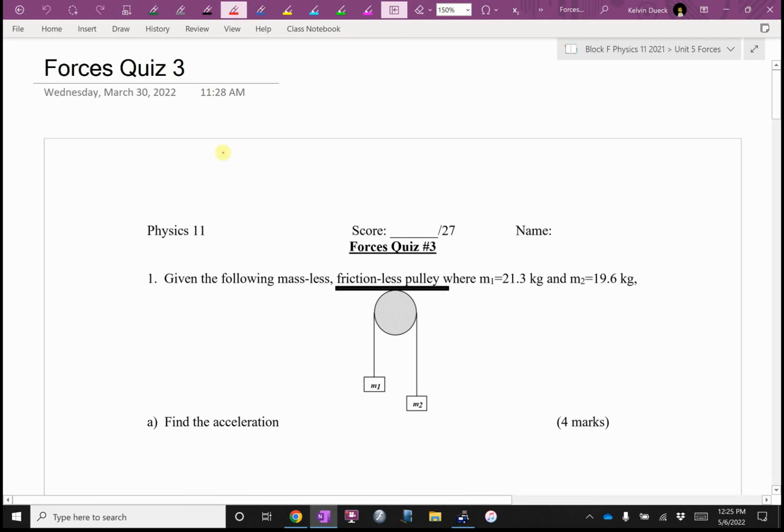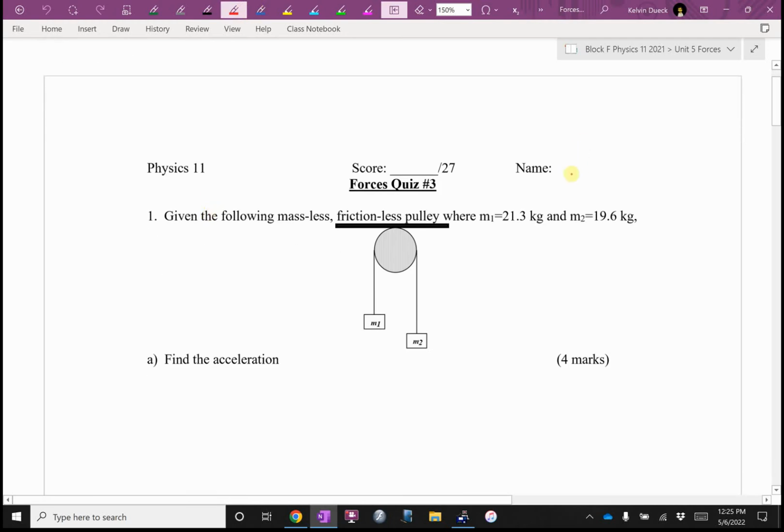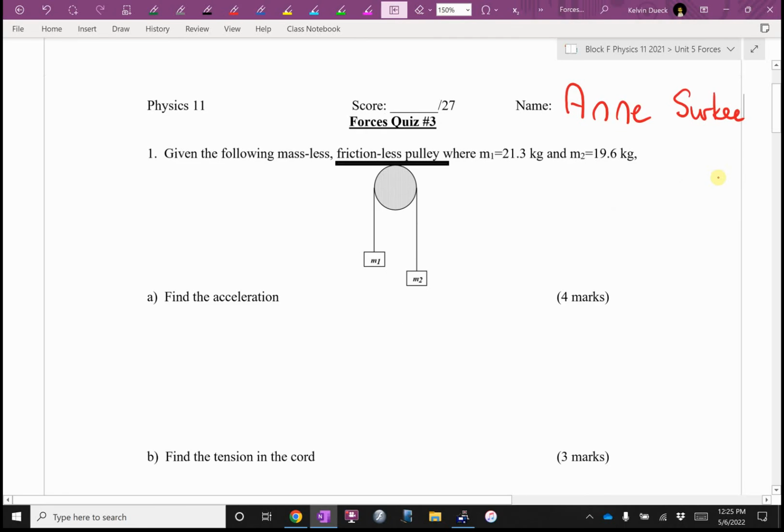There's definitely going to be an Atwood machine. It'll be near the end of your test. What does part A want me to find? The acceleration. Although, Casey, I noticed something. Casey, how big is M1? Read it to me. How big is M2? Are they close? If M1 was 21.3 and M2 was 21.3, if both masses were the same, what would the acceleration be exactly as a number? 0. The fact that they're close, I haven't done the math yet, but I bet you got a small acceleration. I'm betting it was less than 1.